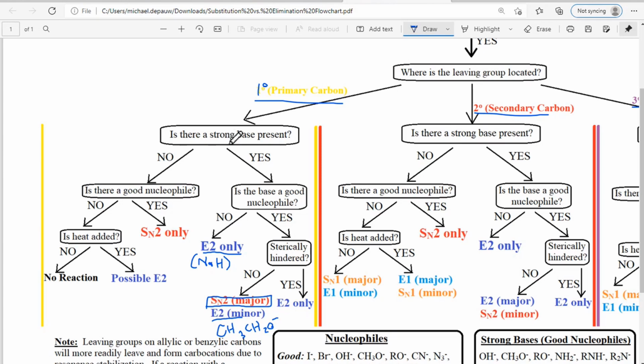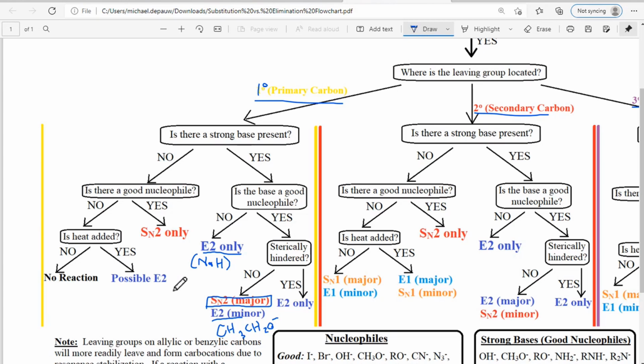Now, of course, if there's no strong base present, the only possibility is substitution, so therefore SN2 only. But if it's not a good nucleophile and there's no heat added, there's no reaction. But if it's not a good nucleophile and there is heat added, you can get a possible E2 elimination. This is one possibility that the book does not really talk about.